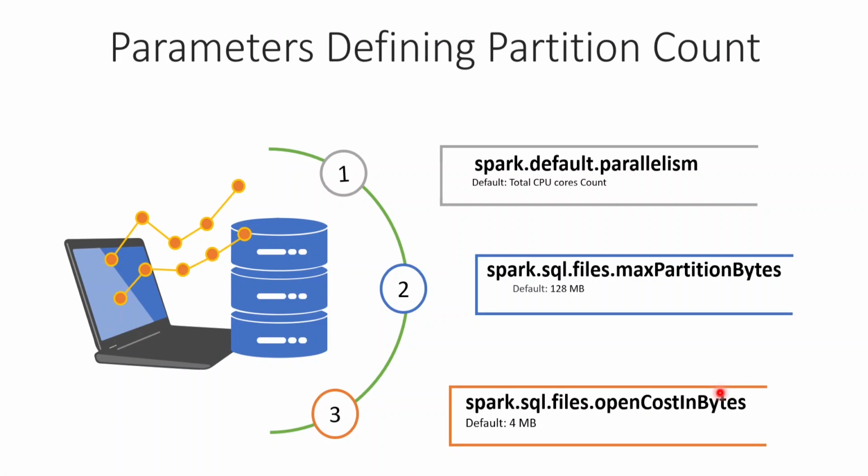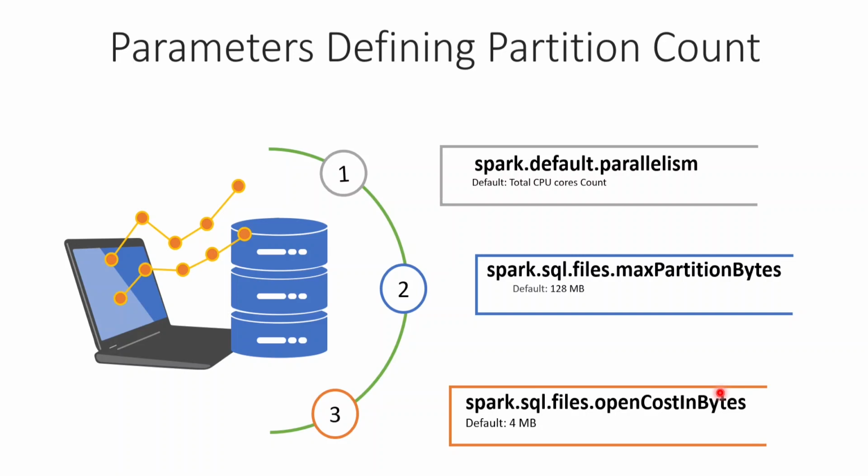Now we are moving to the second part of the video. In this part, I'm going to explain how the number of partitions is decided while creating them. Now you understand how partitions are created within the Spark environment. In the second part, you will understand how the number of partitions is decided. Coming to the Spark environment, there are three major parameters involved in deciding the number of partitions.